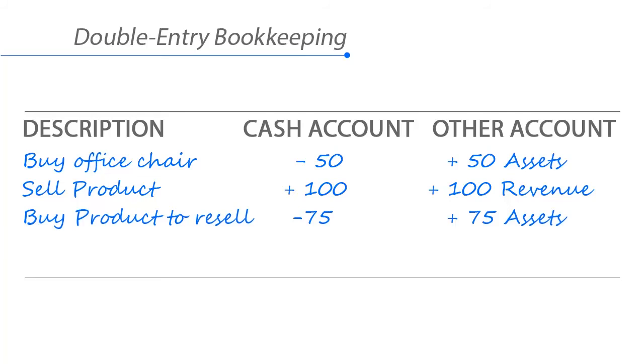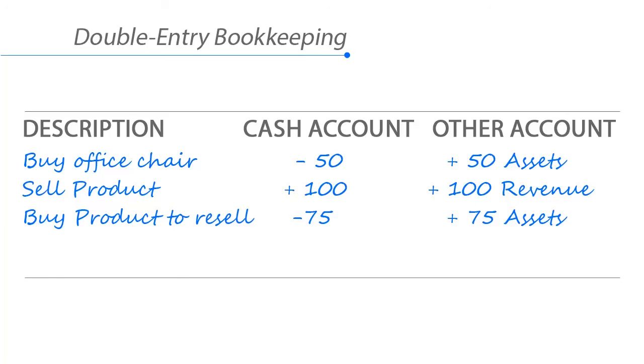Now let's say a business buys a product and it's going to resell that product later. So the business buys the product for $75 in cash, so we reduce cash by $75. And that increases the assets the business owns by the same $75. So they purchased something for $75 and received something of the same value of $75. So it balances in 2 different accounts, the cash account and whatever that other account is. In the case of the 3 examples we've seen here, the other account in some cases is assets, in other cases is revenue. We'll learn more about accounts later.